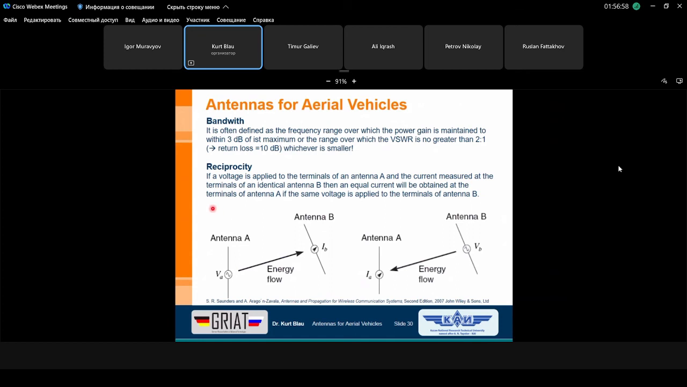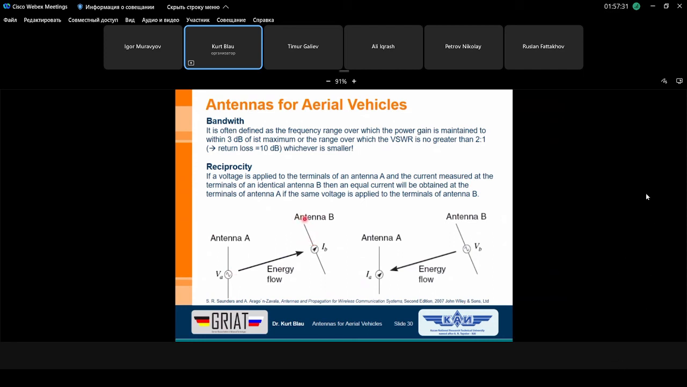Why? And here I try to explain to you what reciprocity is. Let's assume we have a dipole named antenna A, driven by a voltage source V_A, for antenna A. The voltage source is here in the middle, sinusoidal, and this source drives this dipole. And now we have a second dipole as a receiving antenna.